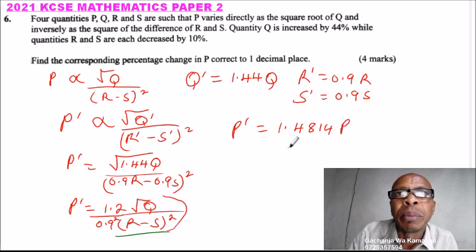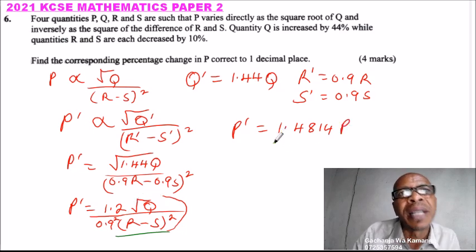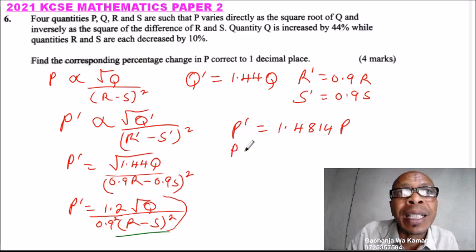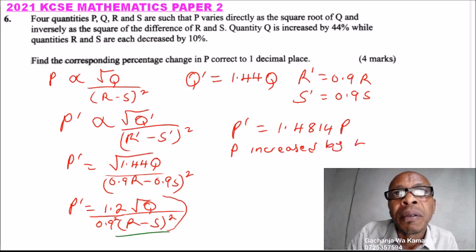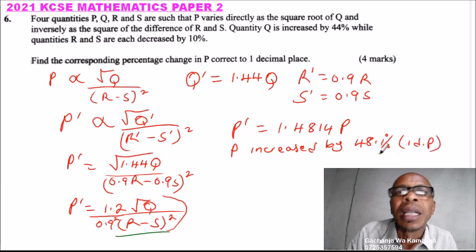So we say it is P. So you can say the difference is P increased by 48.1 percent to one decimal place. So that's how you work out that question, and you should be able to get 4 marks.